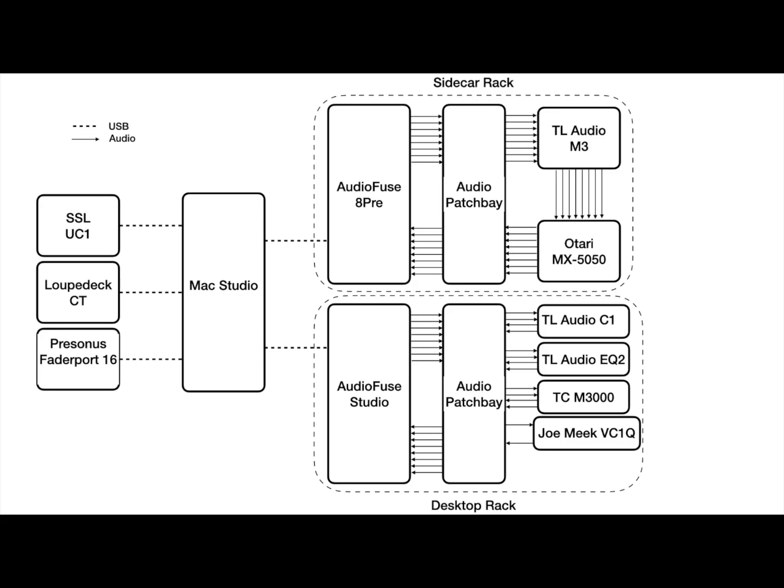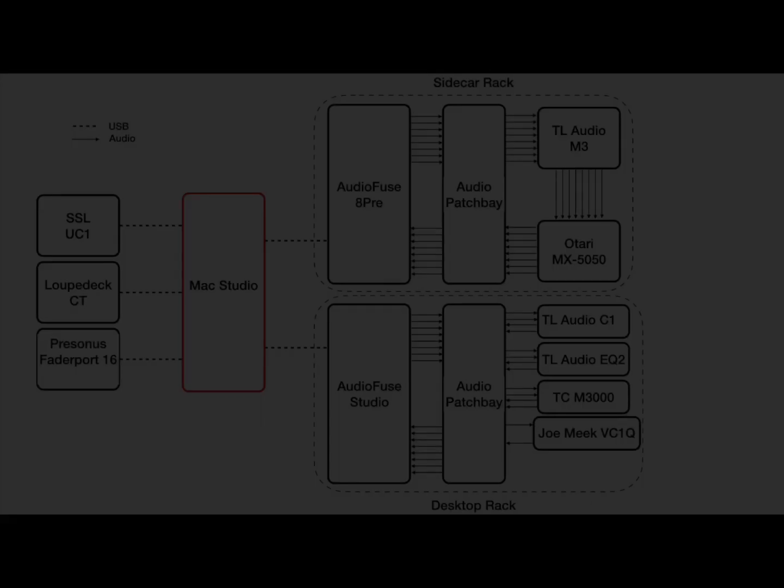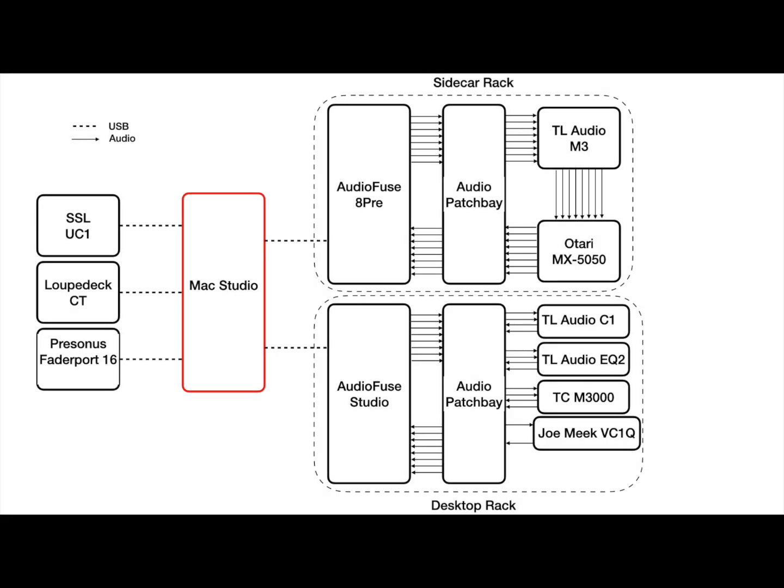Just highlight that USB and audio are shown as different connection types there, with audio connections shown as a thin solid line with an arrow, generally showing the direction of the audio output, and then the thicker dashed line which signifies the USB connections. The first item we're going to look at is the Mac Studio.